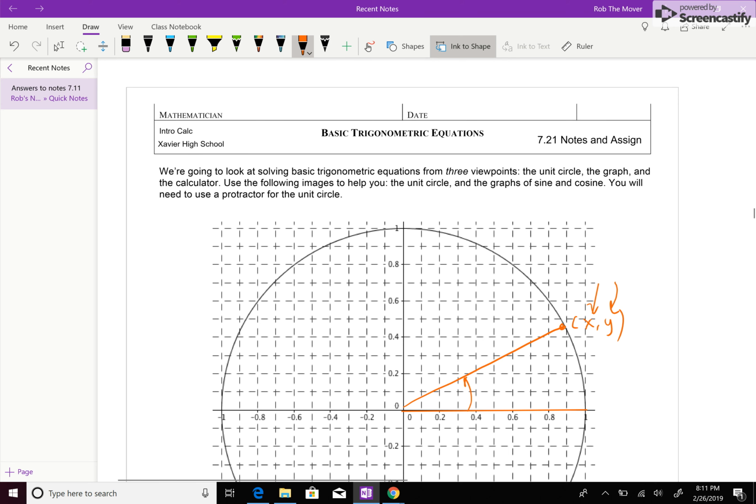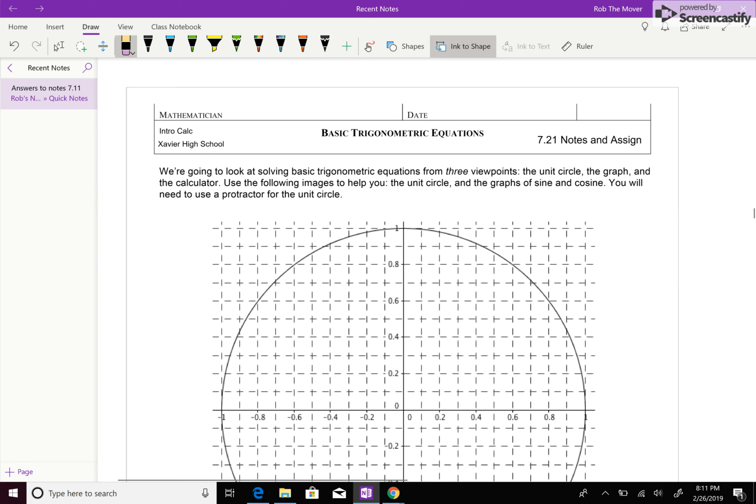So this angle, whatever that angle is, who knows what it is? It could be 32 degrees. It could be 28, whatever. But the cosine of that angle will be the x value, right? And the sine will be the y value. Okay, we've talked about that before. Okay, so let me give you an example.